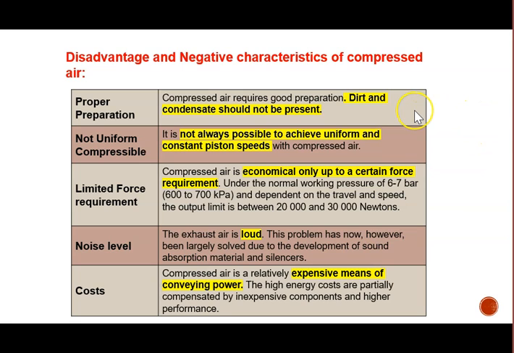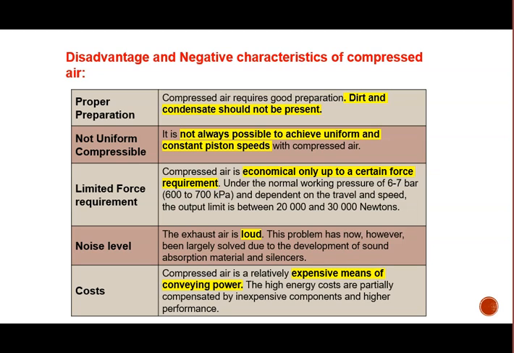Okay, and then one of the disadvantages is proper preparation. Since we use normal air, sometimes the air is humid, and also sometimes there's dirt or condensate when you intake the air into the system. So you need proper treatment or proper preparation before you compress the air. And then not uniform, compressible. Okay, it is not always possible to achieve uniform or constant piston speed with compressed air. It's a bit tricky to control it.